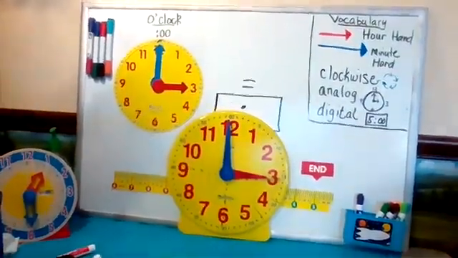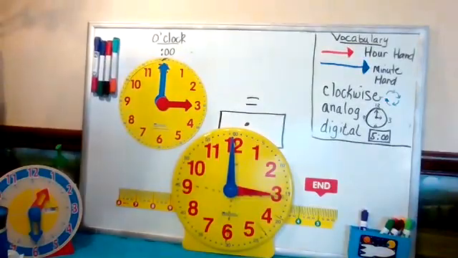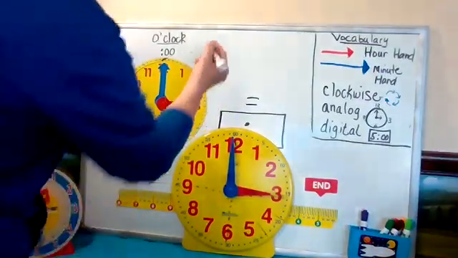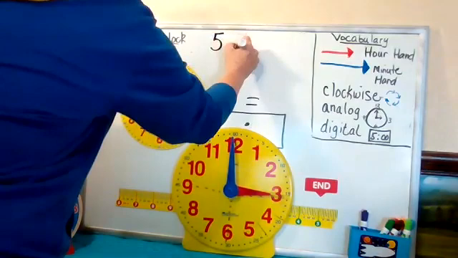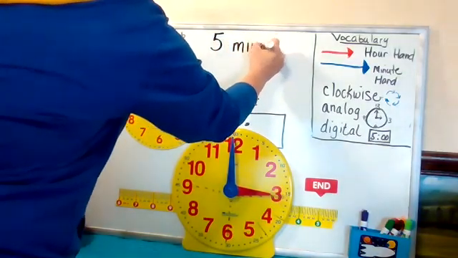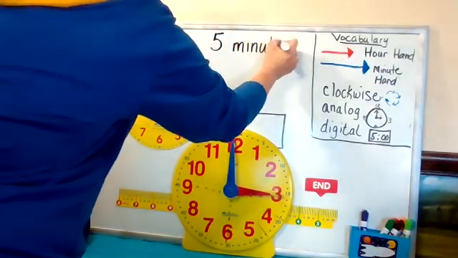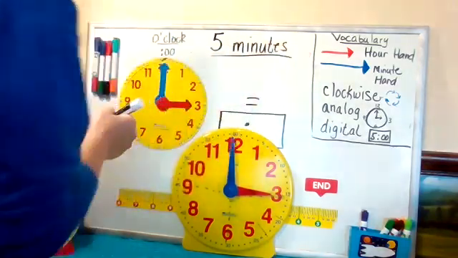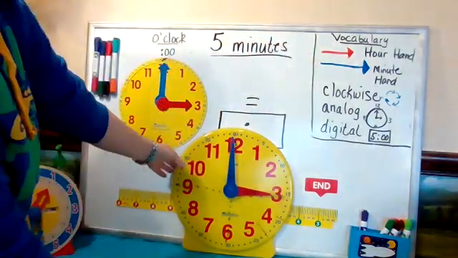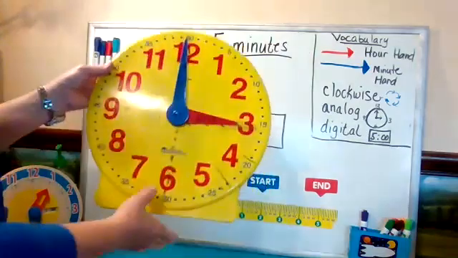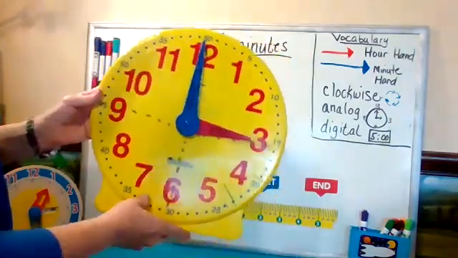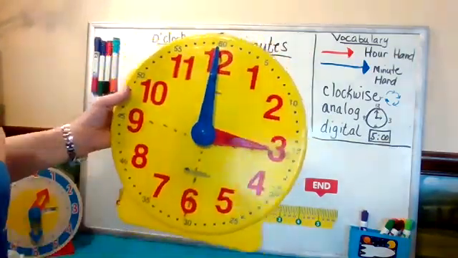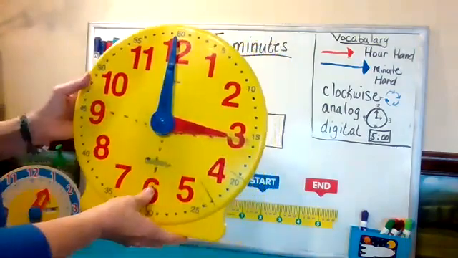All right, class, today we're going to talk about time to the 5 minutes, which is a really quick lesson because we've learned so much about time right now that I think you can get this super easy. So what does time to the 5 minutes mean? Well, we are going to tell our time every 5 minutes that the minute hand moves.